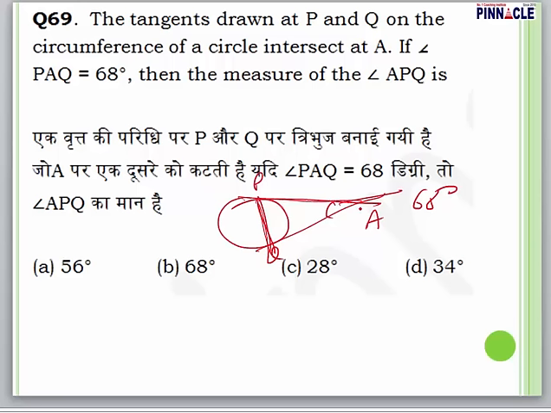Now, see, these two tangents from any point are equal. So, we will use the property that tangents from any point are equal. It means this and this side is equal. So, if this is 68, then this would be equal to 180 minus 68, you can say, 112 is the total sum, one would be equal to 56, other would be equal to 56, because these two are equal. So A should be the answer. Answer is APQ. APQ would be 56.